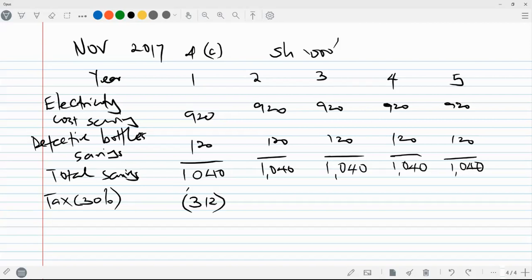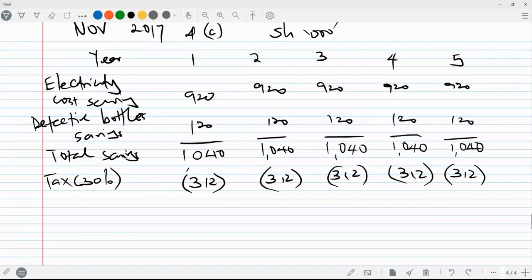So there is a cash outflow because you're paying. Every year we pay 312, every year for the 5 years. However, don't forget, the company can claim capital allowances because we took that depreciation. Here we assume the tax depreciation is on a straight line basis. So the next working is on tax savings. Okay, so let's do the working.